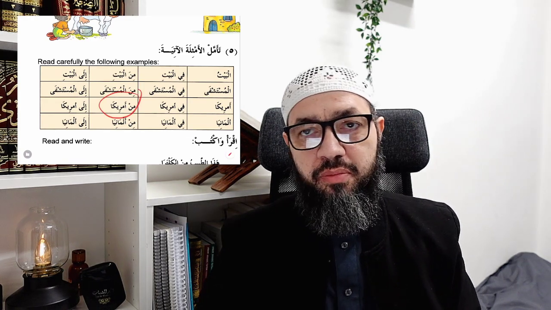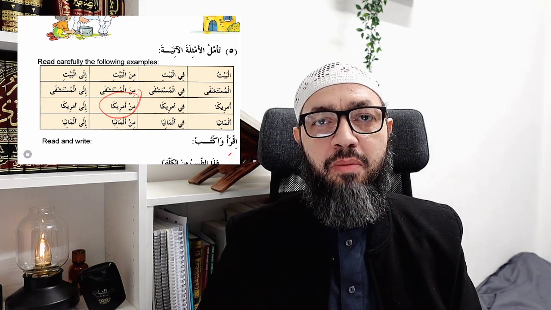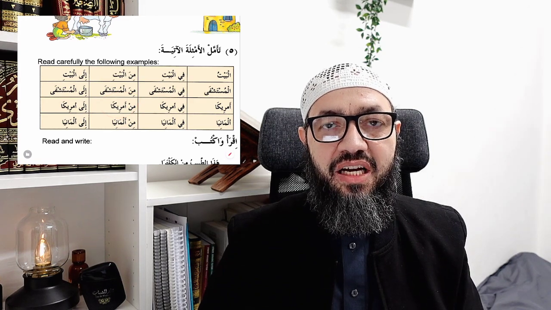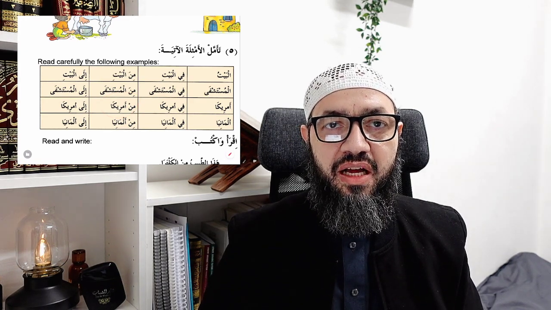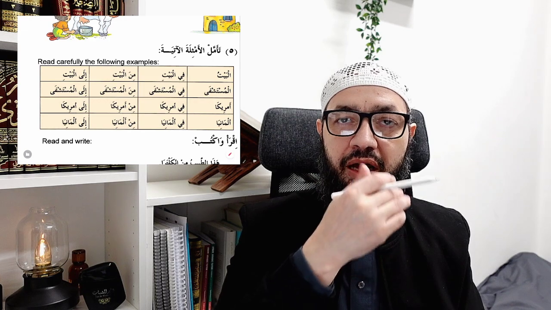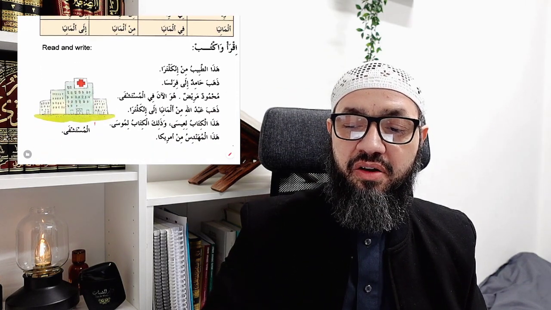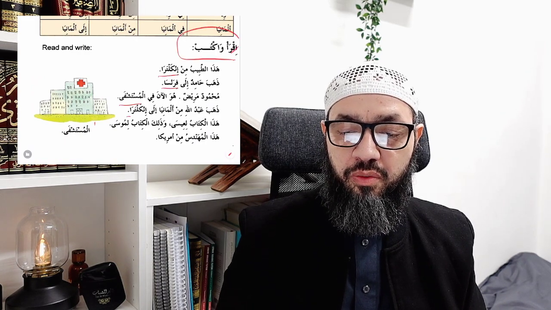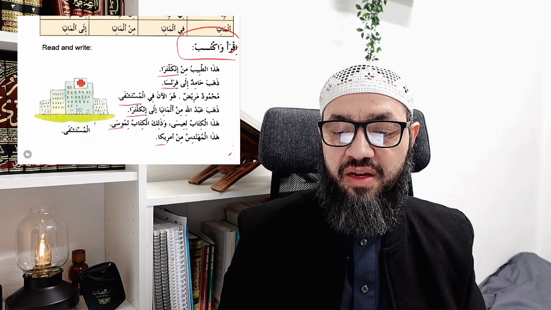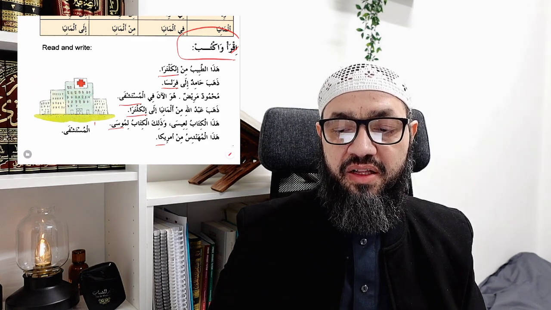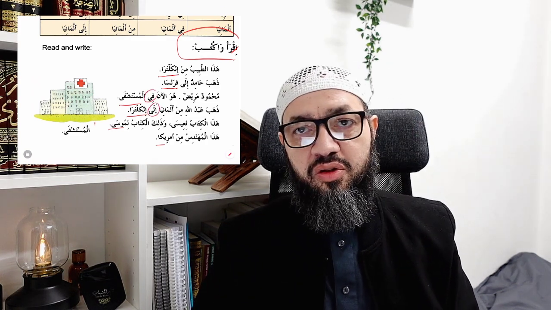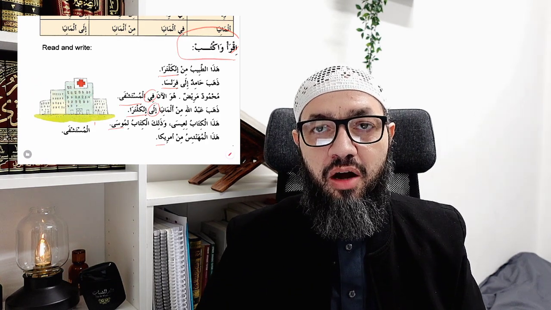The man's from America. ذهب محمد إلى ألمانيا. Muhammad went to Almania, which is Germany. Iqra waktub, this read and write exercise, is giving you examples where you have a word which has an alif ending, but before it comes a preposition, to see that you don't put the kasra on there. You can't put a kasra on there.